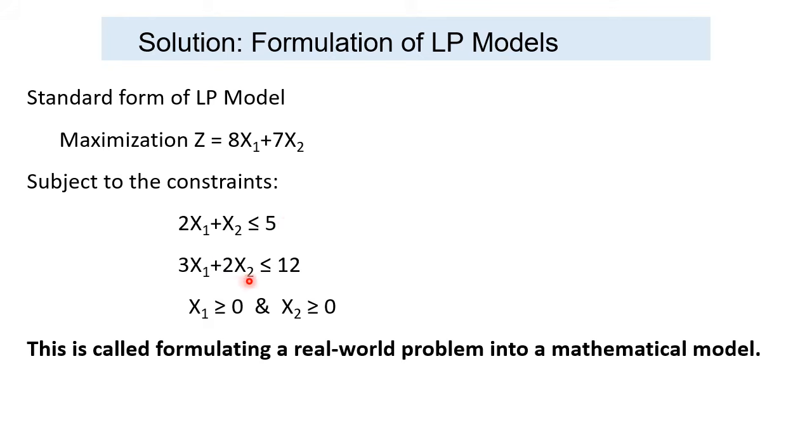And 3x1 plus 2x2 less than or equal to 12. And 12 is the available meat. And the other is the non-negativity restrictions, that is x1 and x2 are greater than or equal to 0. This is what we call formulating the real-world problem into a mathematical model.